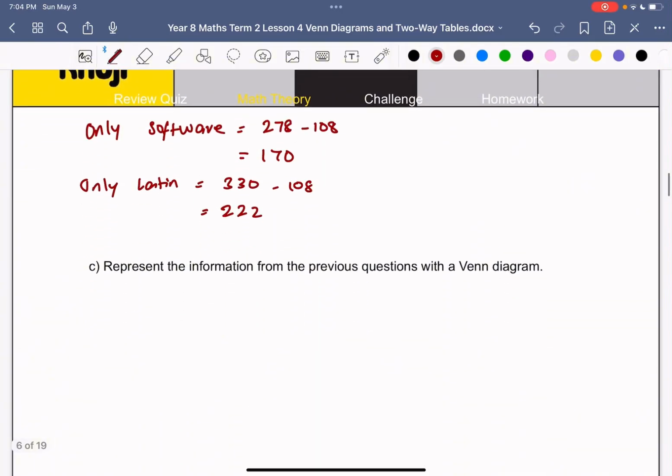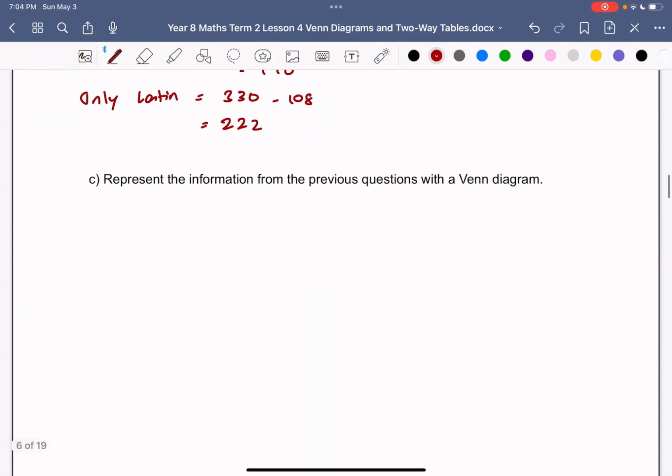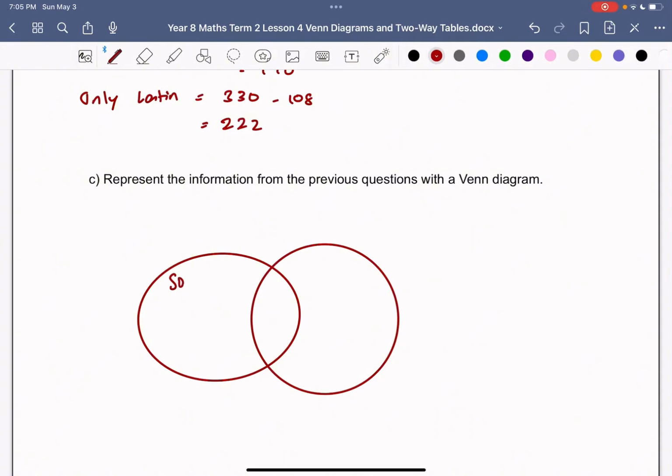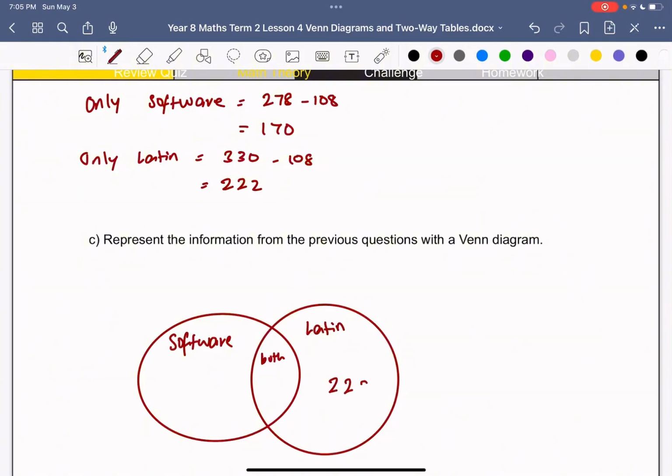Now we're going to draw a Venn diagram to showcase what we have just learnt. So 2 circles for my Venn diagram. This is going to be software. This is going to be both, and this is going to be Latin. Now only Latin was 222, only software was 170, and my overlap was 108.